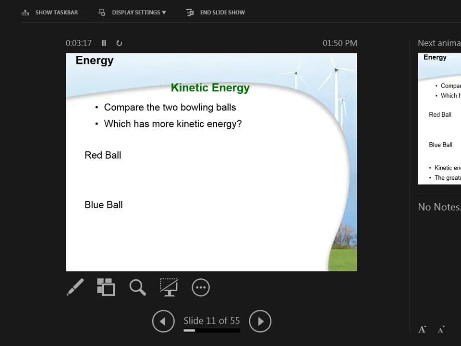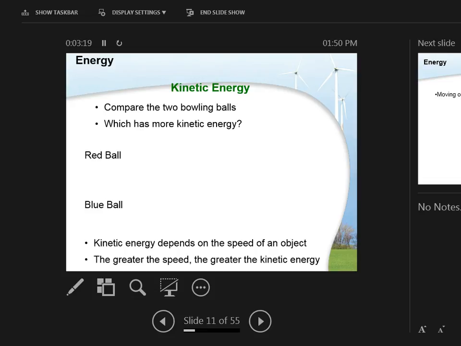So what can you conclude here about kinetic energy? It also depends on the speed of an object. So far we know that kinetic energy depends on mass. Now we know that it depends on speed as well. The greater the speed, the greater the kinetic energy. Okay?